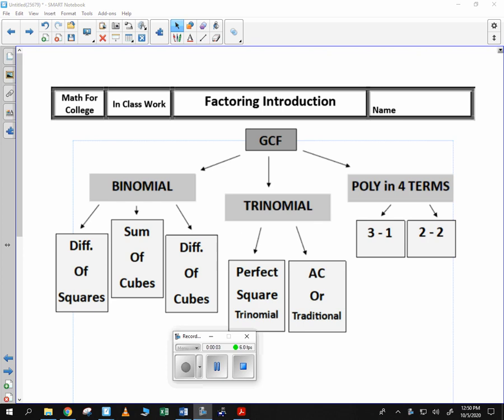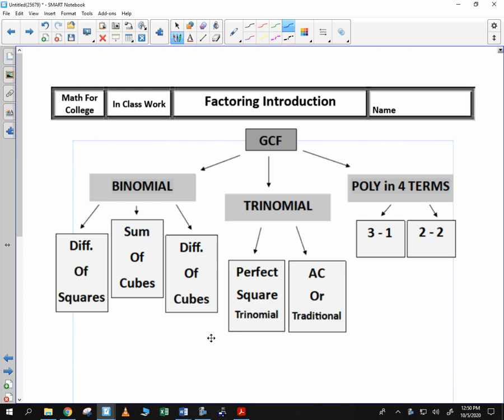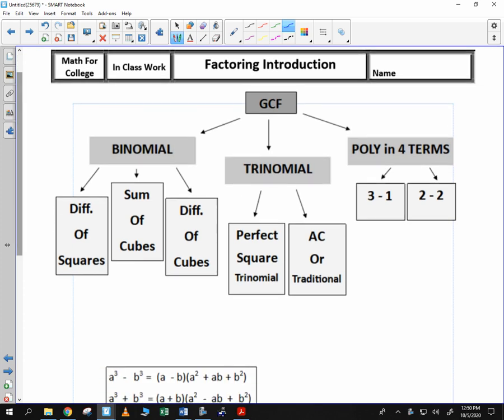Right, Math for College. A review of factoring, kind of a factoring introduction here. The first step to factoring is always to look for a greatest common factor. Always, always, always. If there are two parts to it, meaning a binomial, sometimes you can then use a difference of two squares. For example, x squared minus 25 factors to x plus 5 times x minus 5.